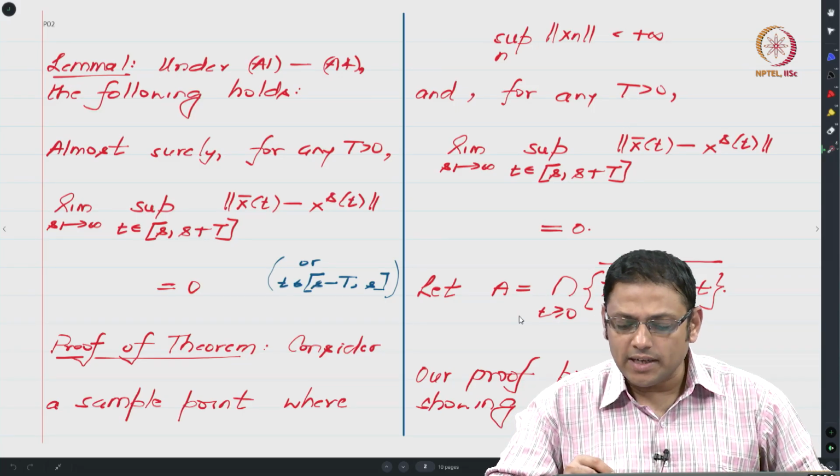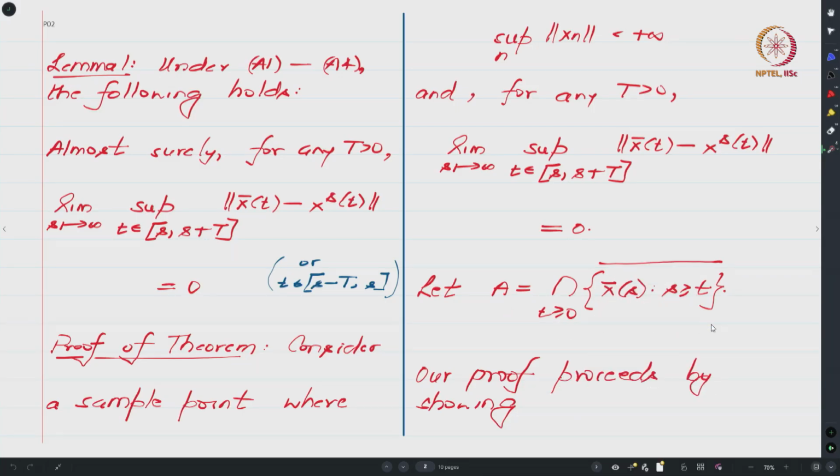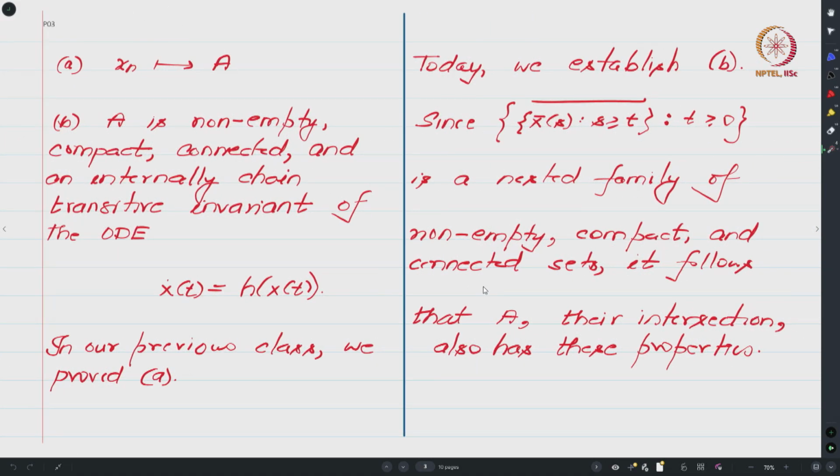And then we said now let us consider A, which is the intersection of these sets. So, in some sense this is the tail of the linearly interpolated trajectory. In particular, this is the tail starting from time t, and we are looking at the intersection of the closures of this tail of this linearly interpolated trajectory. We referred to this as set A, and we said that xn actually converges to A, that is what we proved last time. And now what we are going to do is we are going to show that A has the desired properties. So, we are going to focus on this part in this class.